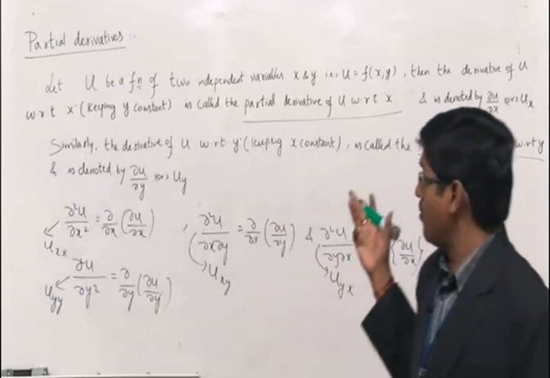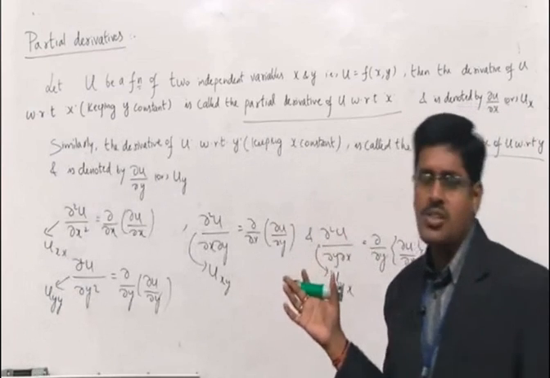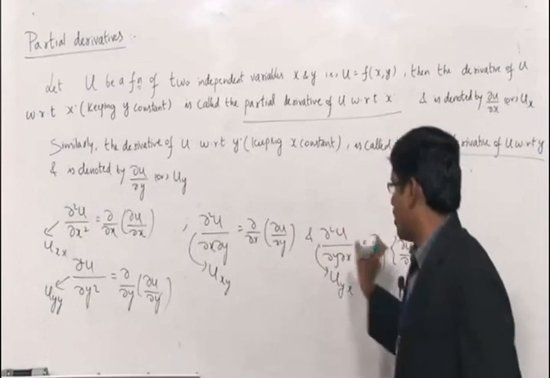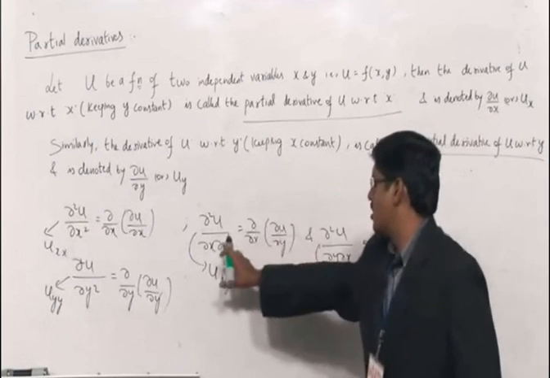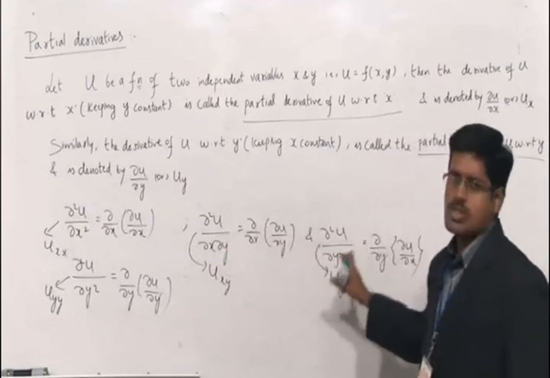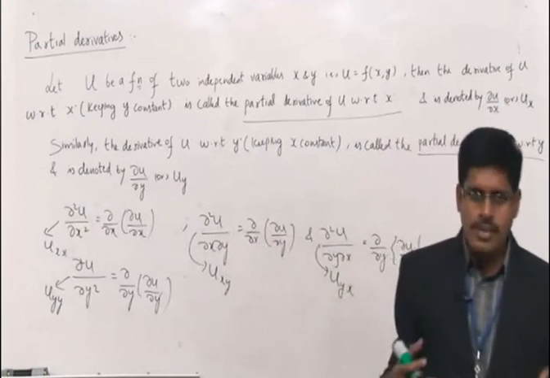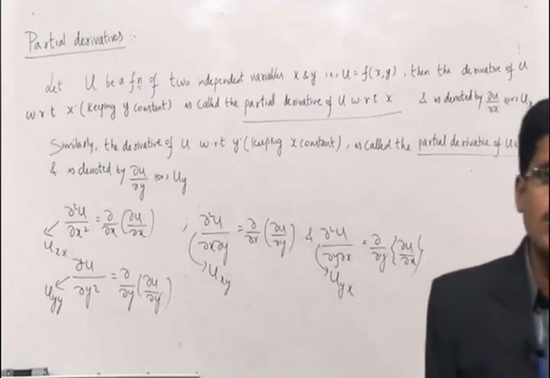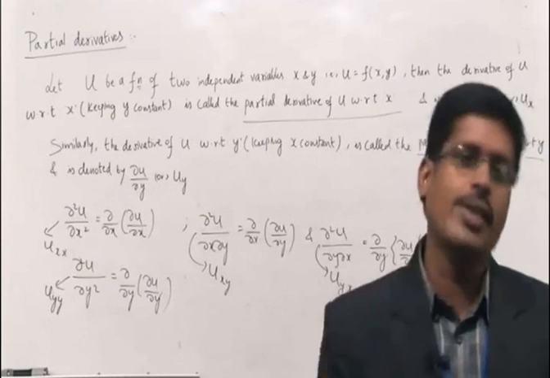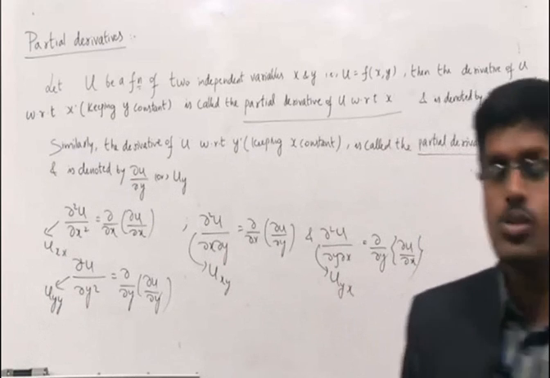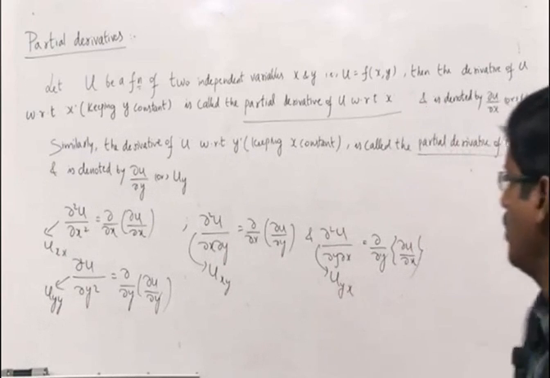Whenever the given dependent variable, that is the function u, has continuous second order partial derivatives, in all ordinary normal cases dou square u by dou x dou y is equal to dou square u by dou y dou x. That is, u xy is equal to u yx.